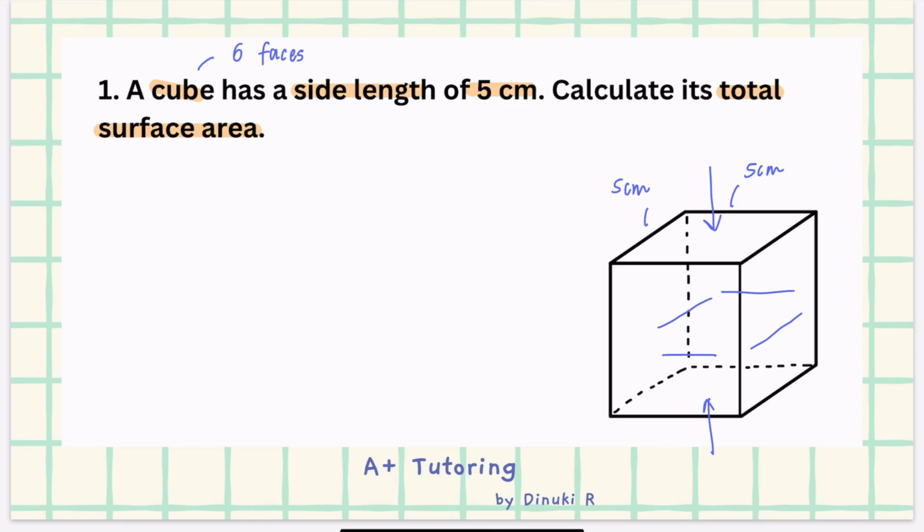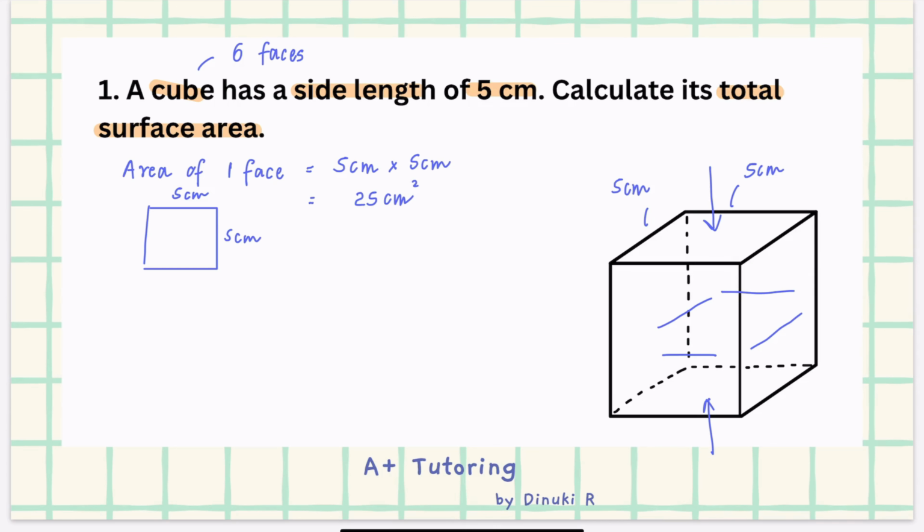Now, let's get started with figuring out the area, right? The easiest way to go about it would be to figure out the area of one face. We know that a face in a cube is essentially a square, right? It's going to have the same side lengths, and we figure out the area by going length times width, but in this case it's the same, so it's 5 centimeters by 5 centimeters, which gives us 25 centimeters squared, right?